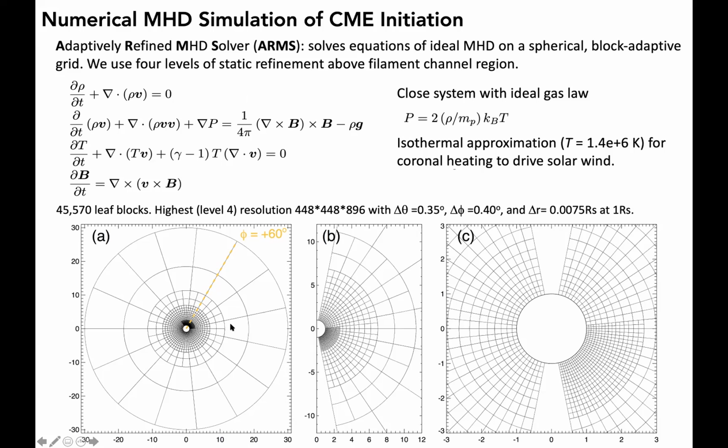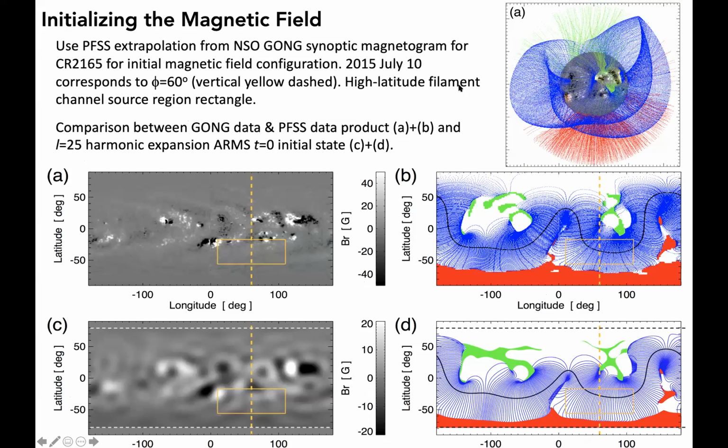We've got multi-level grid refinement. We choose to keep basically a static grid, but we can concentrate the grid points in the hemisphere above the polarity inversion line of interest. We initialize the simulation with the synoptic map from Carrington rotation 2165. We happen to use GONG, but we could have used MDI or HMI or kind of anything.